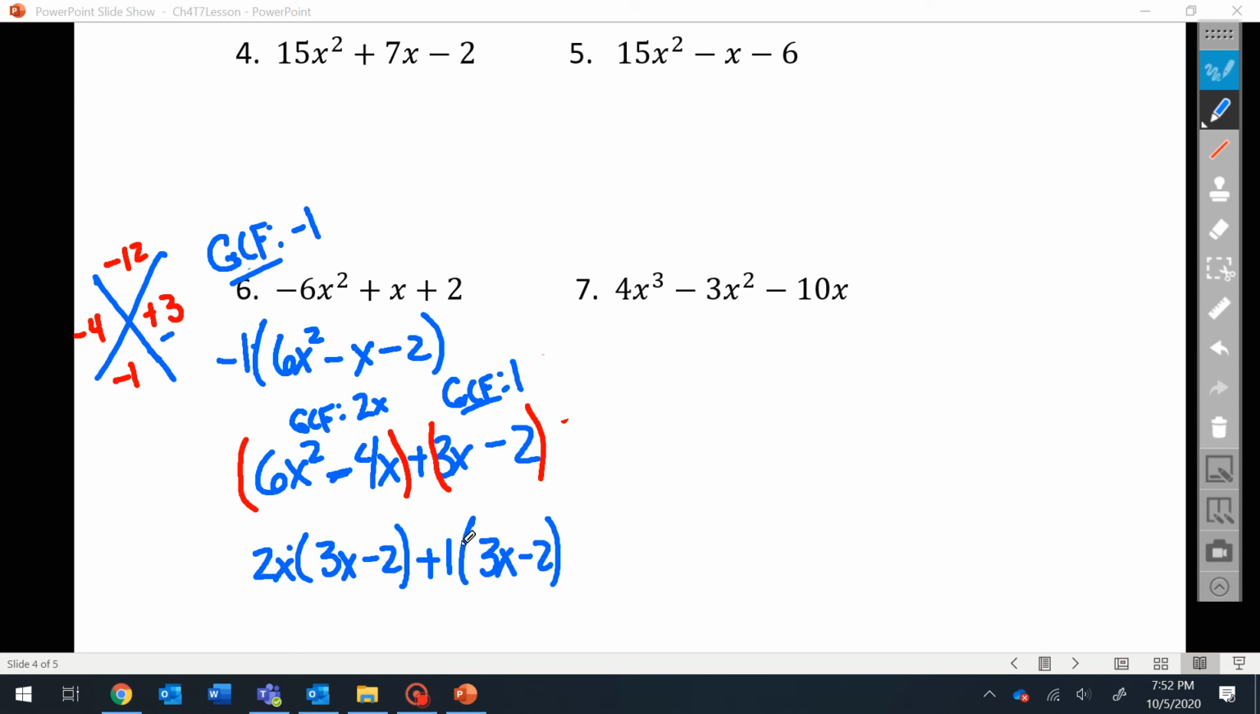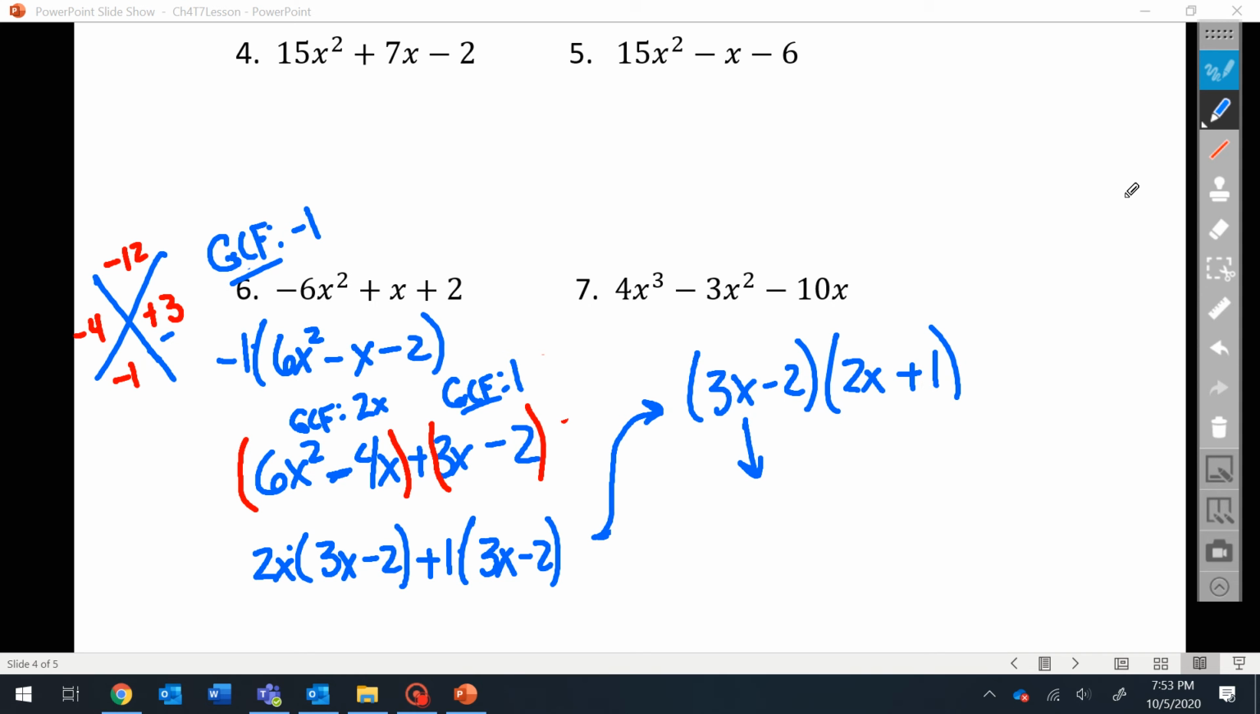So 3x minus 2 is a factor for both of these terms. So that's going to give me, so I'm going to factor out the 3x minus 2, and I'm going to be left with 2x for the first term and 1 for the second term.